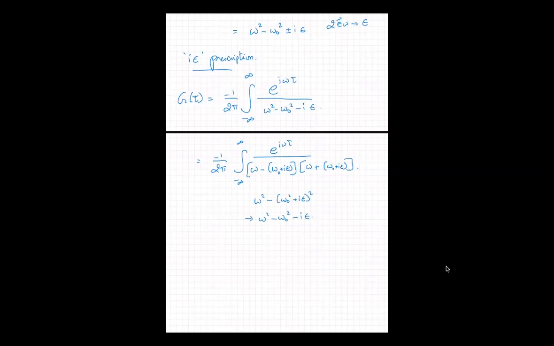Okay, it really doesn't matter because if epsilon is small enough, I can absorb the omegas into the epsilon. So this is exactly the same as what I have in the denominator. The denominator can be factored in this fashion. So if I do it this way, I can solve this integration very easily.